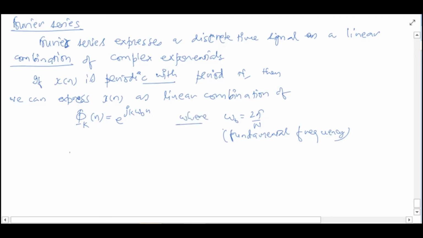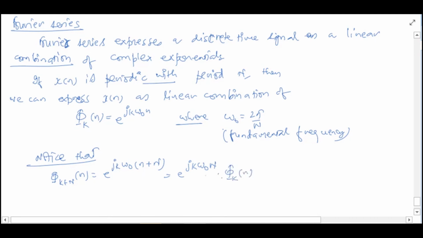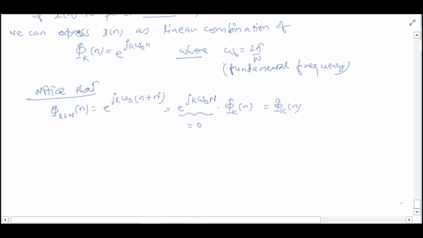Okay. Notice that phi k[n plus capital N] will be e raised to j k omega naught times capital N plus small n, which will be e raised to j k omega naught capital N times phi k[n], and this term is 1. Why? Because omega naught times capital N is 2 pi. So this is phi k[n]. So we see that there are only finitely many independent functions phi k[n], right?